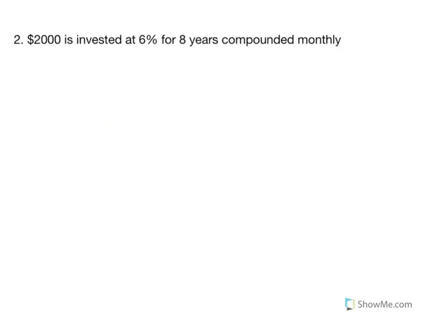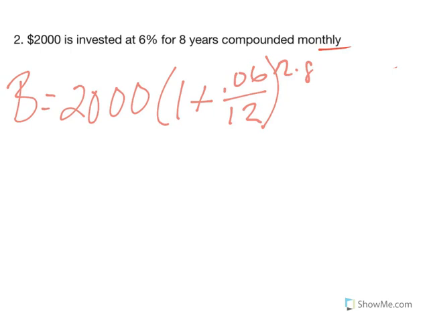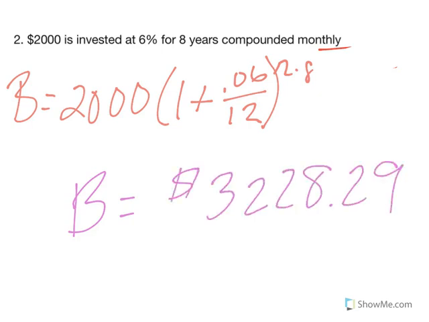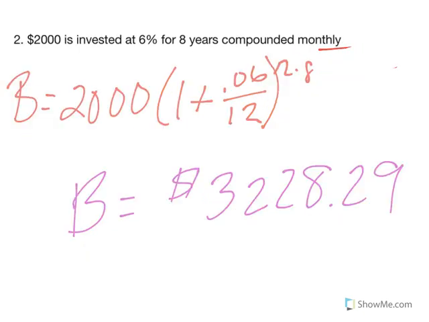All right, number 2, you're investing now. This time, the question says monthly, so we know that n is 12. So let's plug them in. Balance is $2,000. 1 plus 0.06 divided by 12 raised to the 12 times 8 power. So again, you could work inside your parentheses. No matter how you look at it, when you work it out, you should end up with $3,228.29. So if you think about it, we went from quarterly, where it was $3,220, so that was 4 times a year. 12 times a year, we have about $8 more.